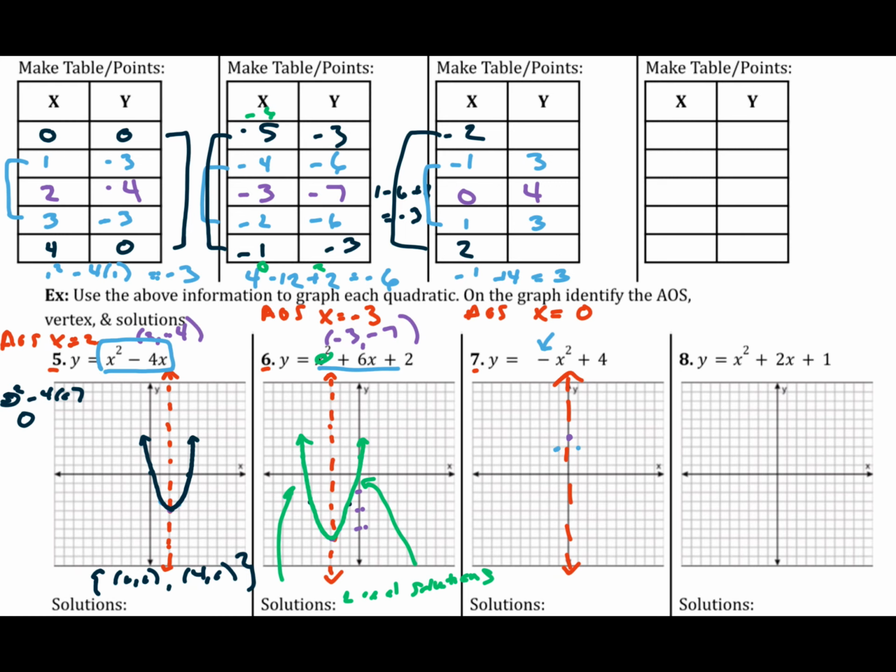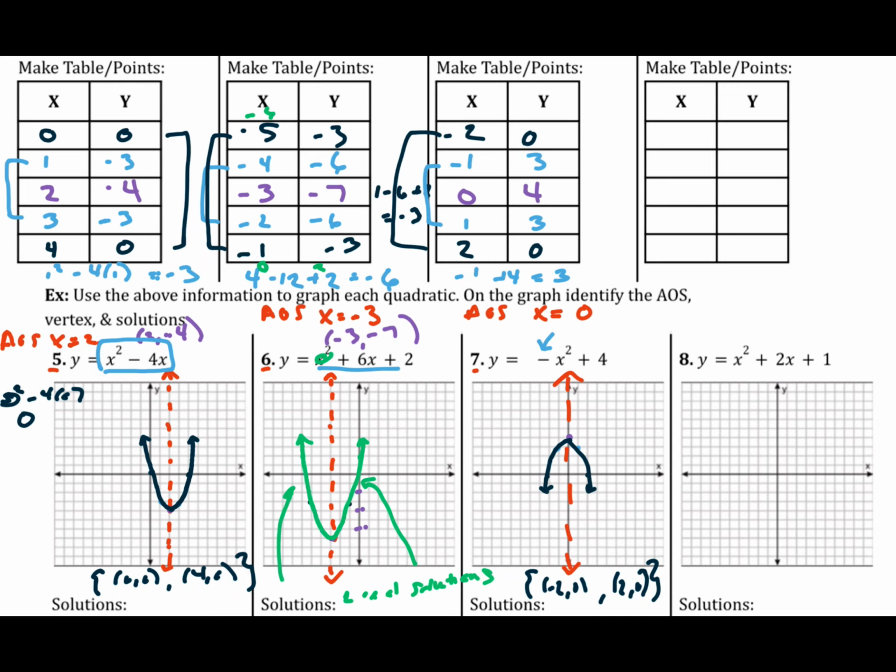If I plug in positive 2, 2 squared is 4, then it becomes negative. Negative 4 plus 4 is 0. So I'm going to have 2 points here. I'm going to connect them, making sure that you can see those arrows on the ends. I'm going to write my solutions, negative 2, 0, positive 2, 0, and wrap that up.